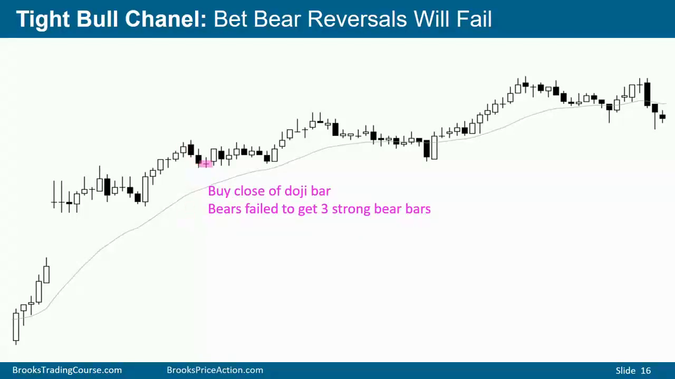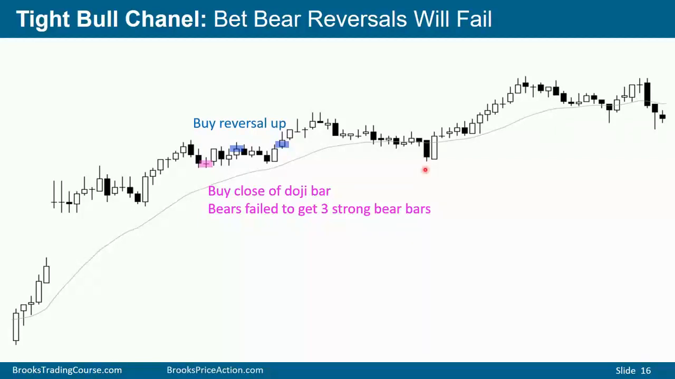Bears have 2 bear bars. Normally, traders would like to see 3 or 4 consecutive bear bars before they conclude that the bears are winning. And because of that, a lot of times when there are 2 consecutive bear bars, bulls will start buying closes. So they'll buy the closes of that second bear bar, betting that the bears will not get 3. And then also they'll be buying above bull bars on the resumption up here or above that bull bar.